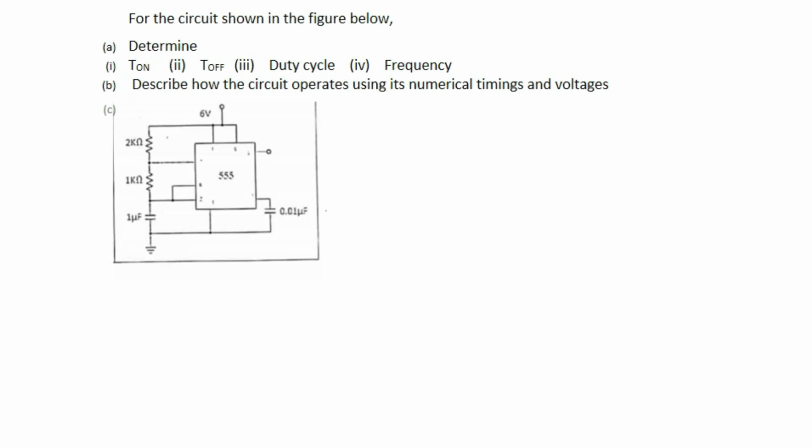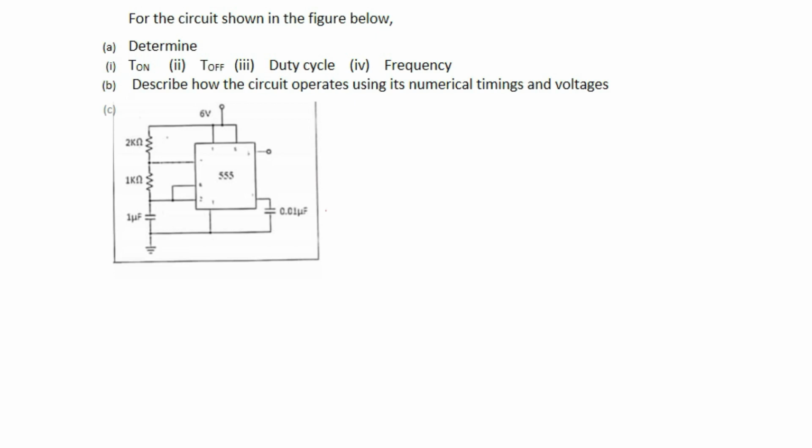Today I'm going to solve a question on electronics that says, for the circuit shown below, determine the T on, which is the time on, the T off, which is the time off, the duty cycle, and the frequency. Also, we are asked to describe how the circuit operates using its numerical timings and voltages. So, let's proceed. The circuit below is nothing but an astable multivibrator that is implemented using a 555 timer.